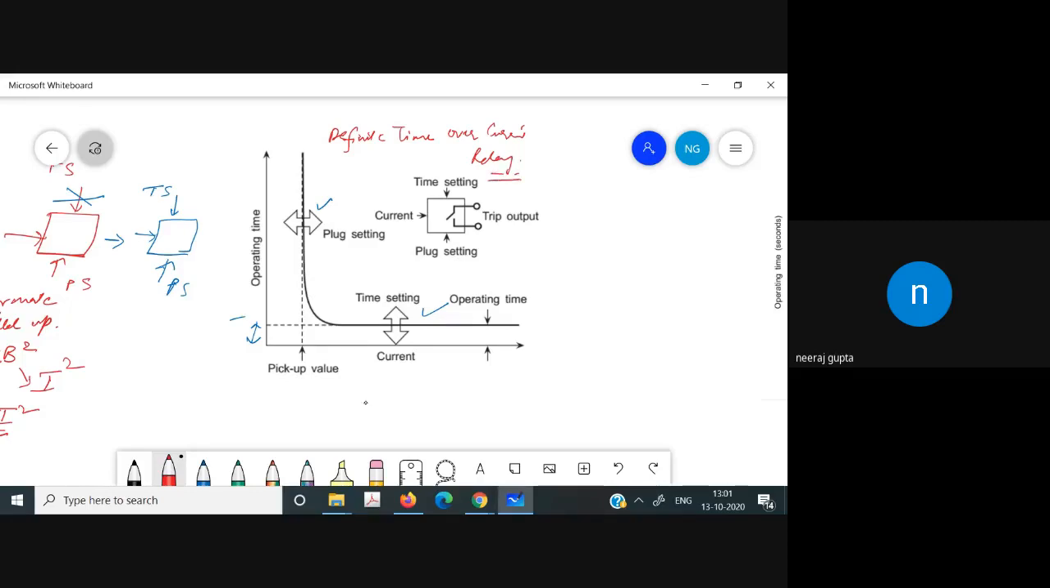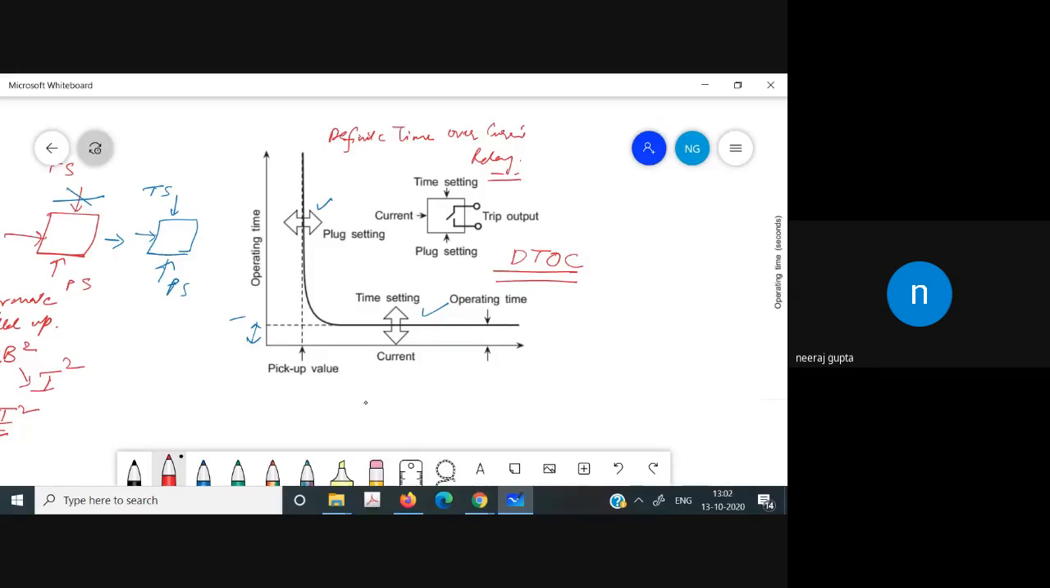It is the definite time overcurrent relay, normally used for many applications. It is also known as DTOC, definite time overcurrent relay. It means that this relay can be adjusted to issue the trip output at a definite amount of time, and it picks up at a definite value. So it has time setting as well as plug setting adjustment.